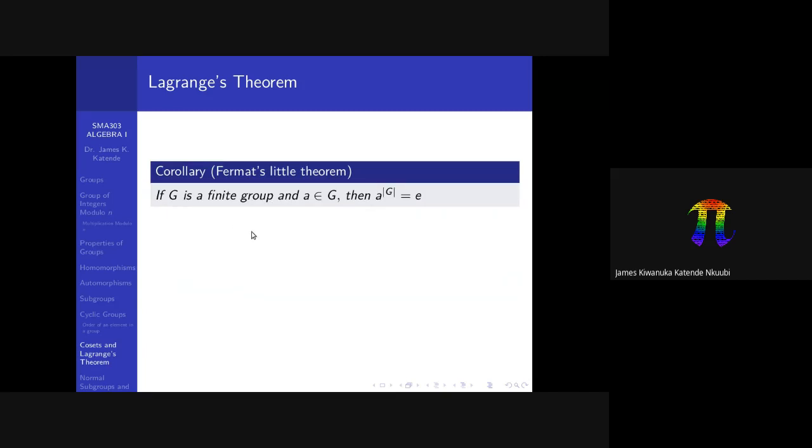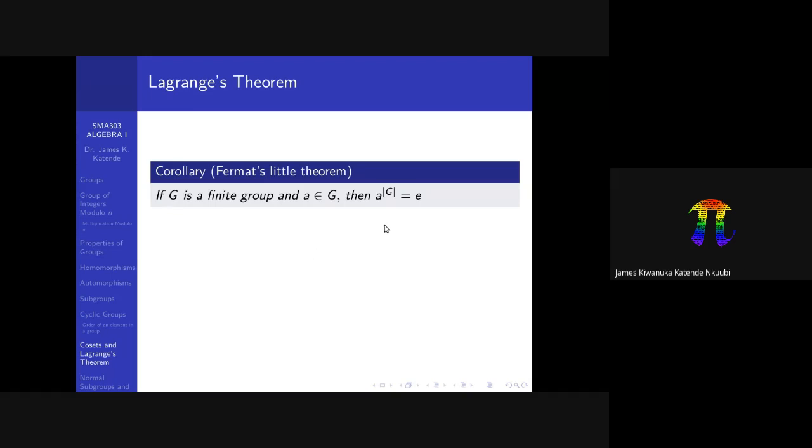So here is one more consequence of Lagrange's theorem, normally better known as Fermat's little theorem. If G is a finite group and A is an element of G, then A raised to the order of G will be equal to the identity. Remember, we have been denoting the identity of the group using the letter E. So E here refers to the identity element in the group G.